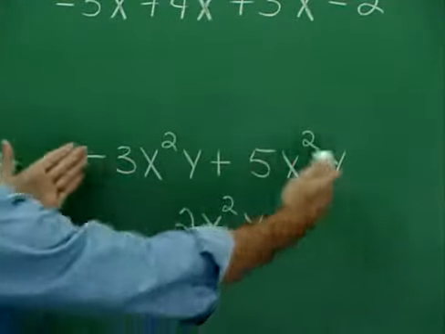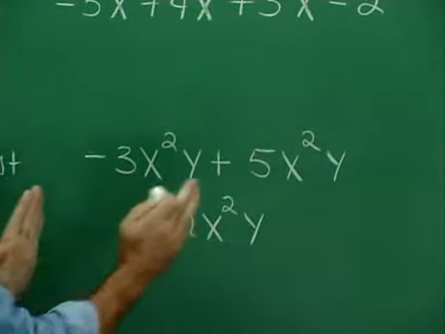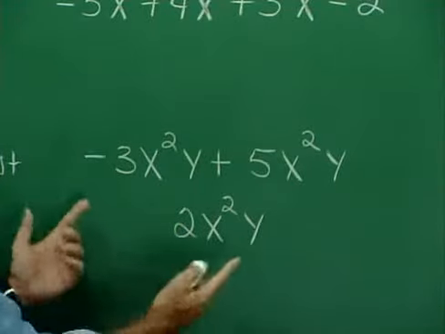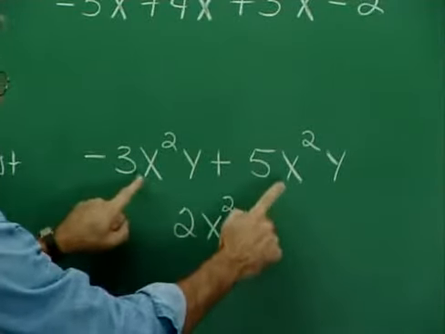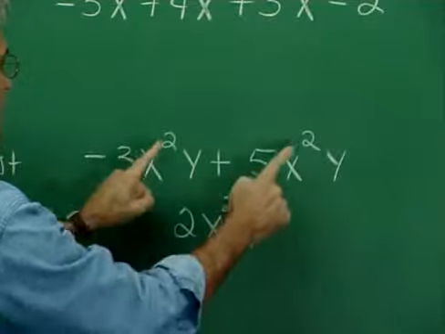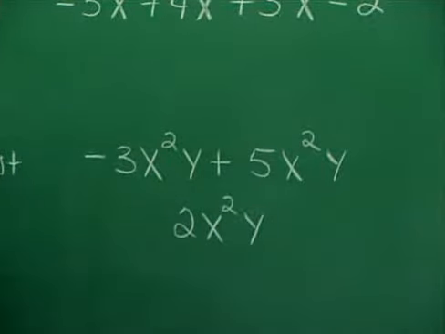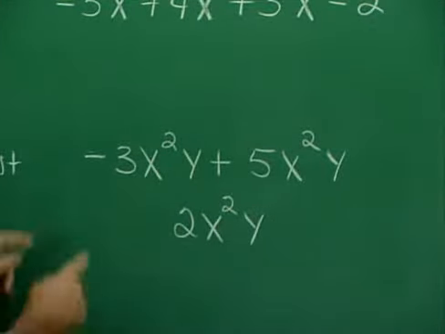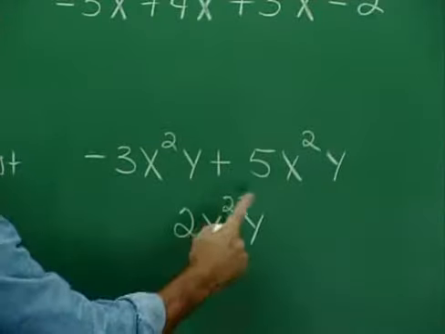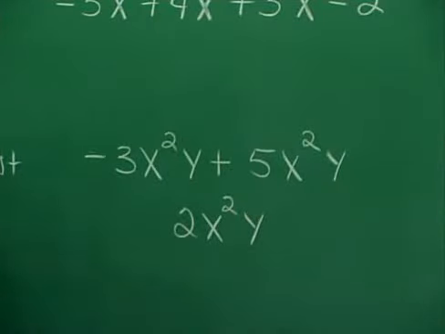So here we have a couple of like terms. We're adding these 2 monomials, you see, and we identified them as like terms because they both involve x and y. The x is squared in both of them, and y is to the first degree. Now, to bring them together, we have -3 of these things plus 5 of those things. -3 plus 5 is 2, so we have 2x squared y for the collection of them.